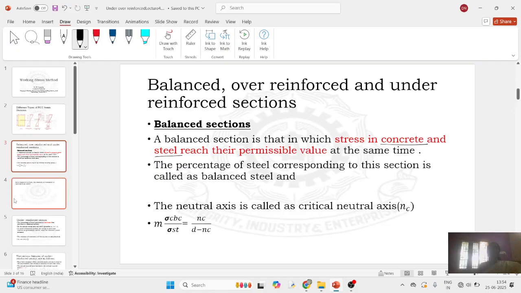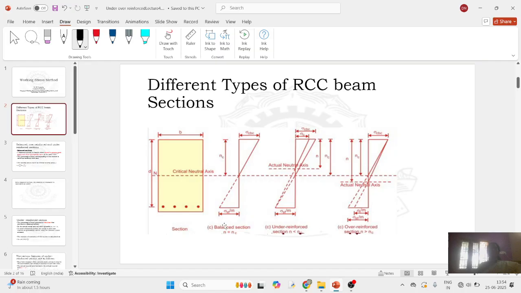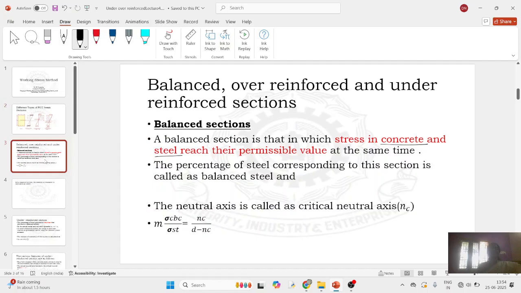So the first figure is for the balanced section. Here this is your stress diagram. In a balanced section, the stress in steel and the stress in concrete reach their maximum simultaneously, at the same time. This is considered a balanced section, and the percentage of steel corresponding to this section is called balanced steel. The corresponding neutral axis is called the critical neutral axis, denoted by NC.